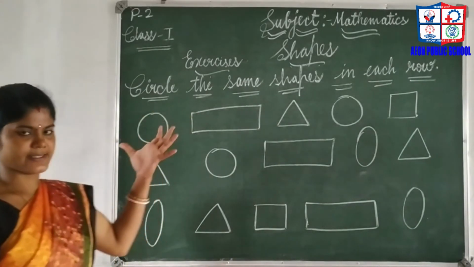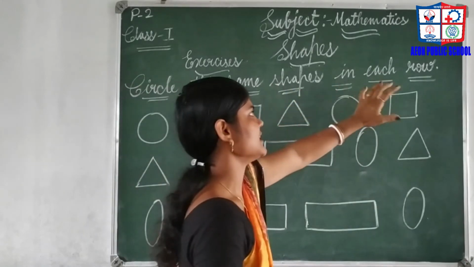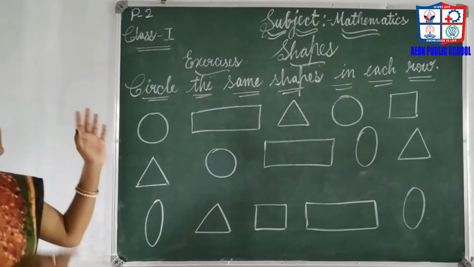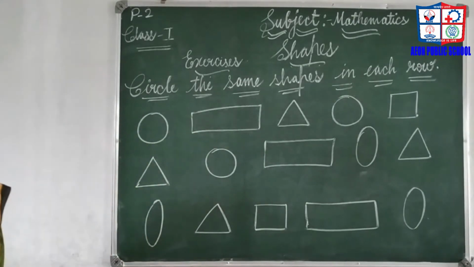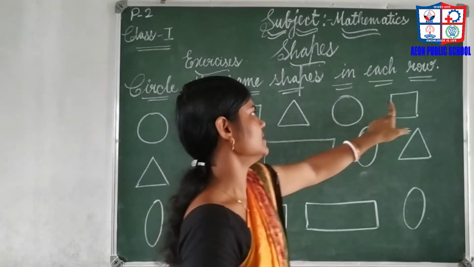Here, second exercise. Circle the same shapes in each row. So here in each row some shapes are given. That is, the same shapes you have to circle. So how will you do? See here: circle, rectangle, triangle, circle, square.